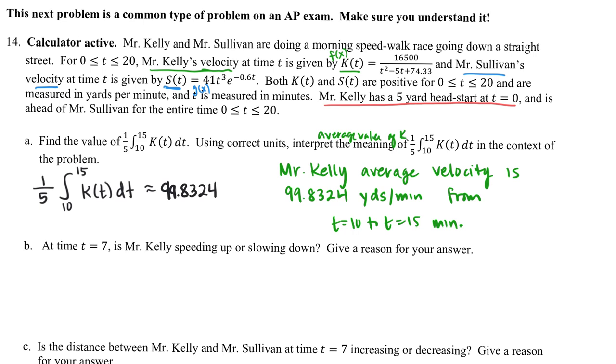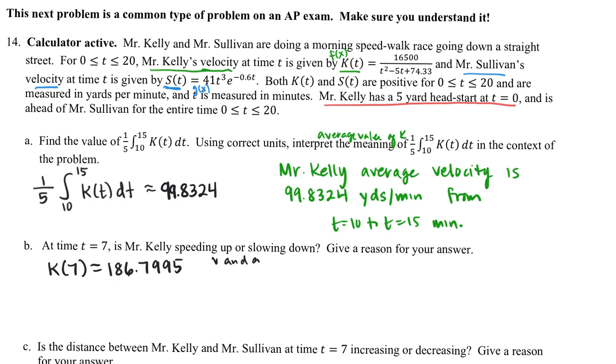Okay, let's go to B. At time t equals 7, is Mr. Kelly speeding up or slowing down? So if I want to know speeding up or slowing down, I want to check V and A. I want to see if V and A have the same signs. Okay, the velocity for Mr. Kelly is the K function because K is already the velocity. So I'm going to do K of 7 in my calculator. Since I saved K as F, I'm going to do F of 7 in my calculator.